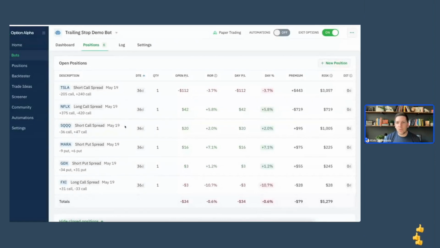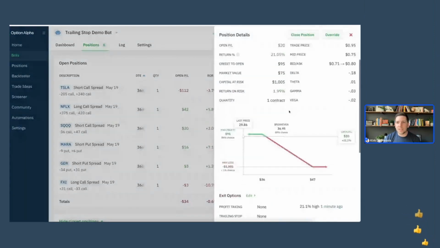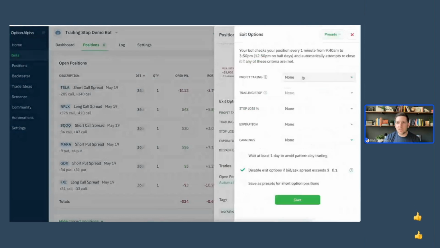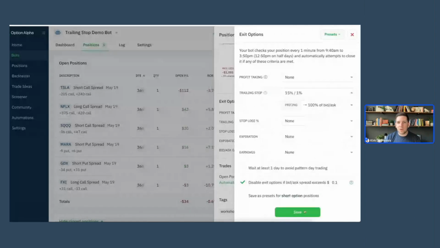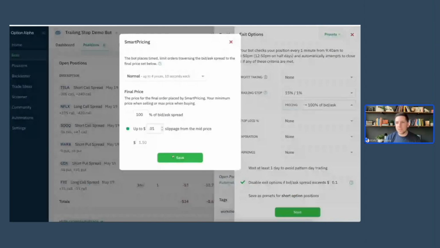All right, so this is a 21% return. I just want you guys to see how it's going to work as it starts to go. So we'll do a 15% target and a 1% pullback. We'll start sending orders 0.01 from the mid, right at the mid price. Let's see if it trails.